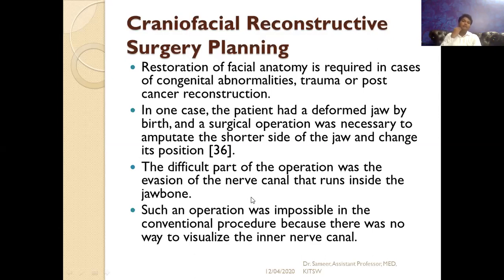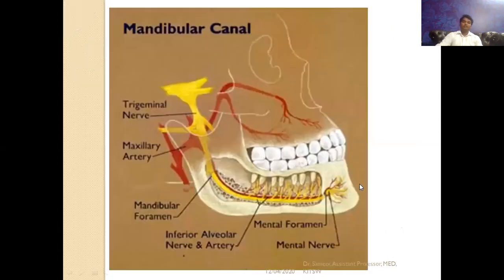In the jaw, we have a nerve canal inside the jawbone, which we also call the root canal. This is not visualized. If you perform the operation without visualizing exactly where the nerve canal is, it would lead to serious damage. Such an operation was impossible in the conventional procedure because there was no way to visualize the inner nerve canal. In this slide, we can see the nerve canal which is present inside the jawbone.